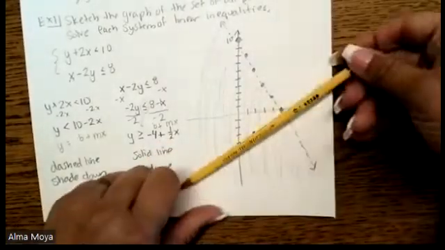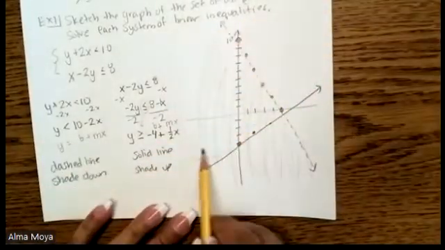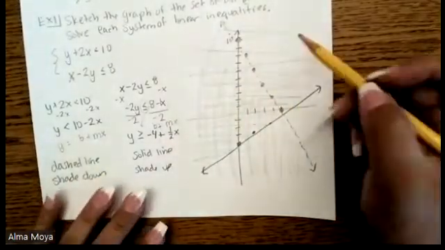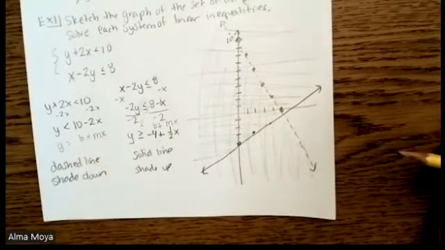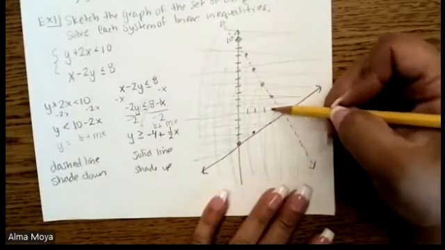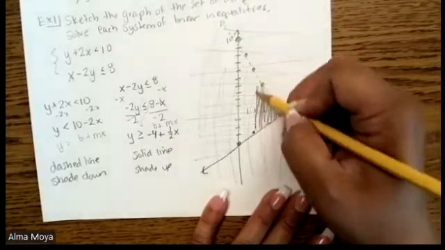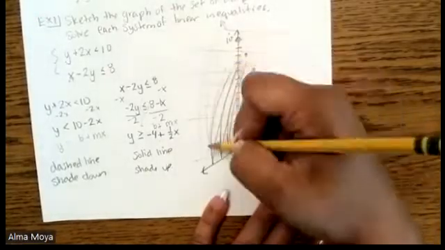And now I have to shade above the line. So I'm going to draw in a different direction. Your solution is not these 3 sections. It's only the section that overlaps. And it overlaps starting right here at the intersection. It overlaps only in this region.